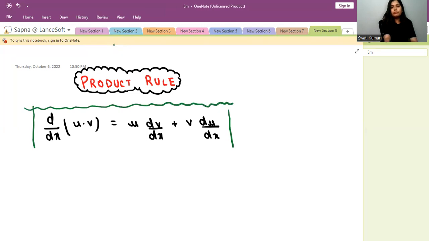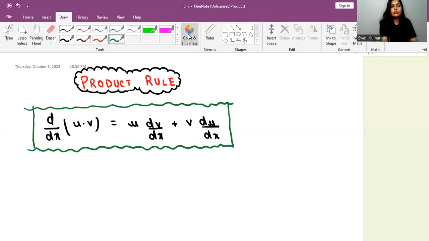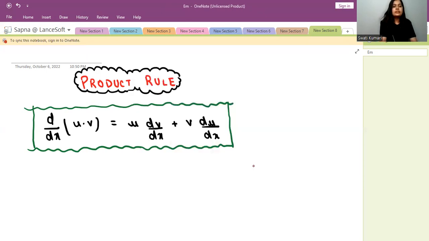Now, you know the formula now, so let us directly take one question and let us solve, okay? Let us understand how we can apply product rule and how we can solve questions on product of two functions, okay? So for that, I'll just take one question. Give me a moment. I'm just choosing this color, okay?